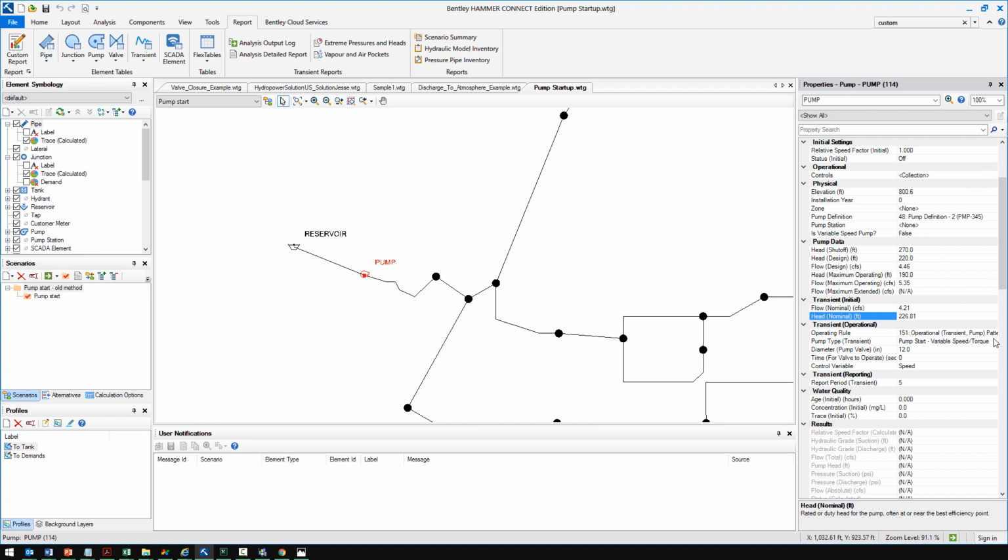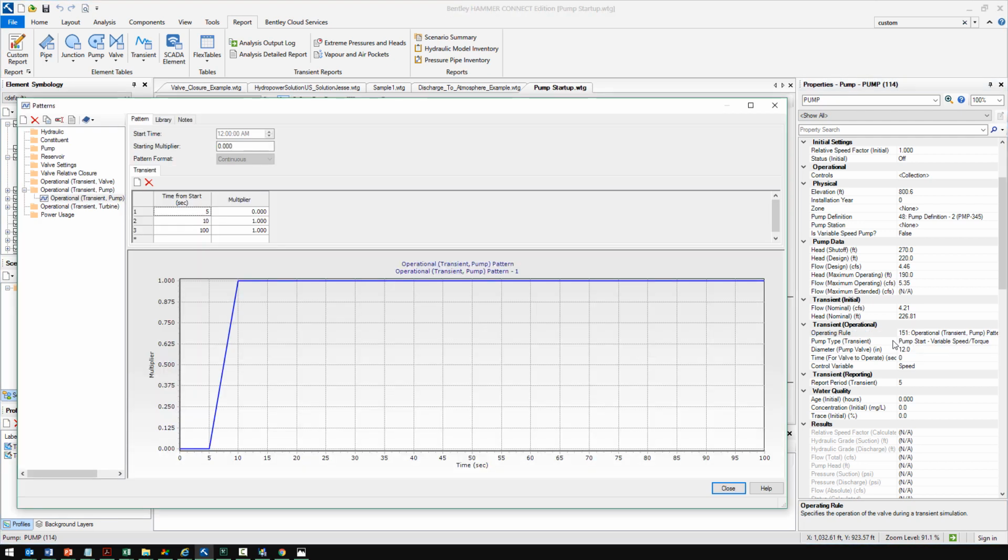So just like with the variable speed option in the pumps, and also what we saw for valves, you basically have a pattern where you're telling the pump what to do over time. Contrast that to the emergency pump shutdown, where you just enter one number and it assumes that it instantly cuts off the electrical torque. With the pump start, you have to specify how quickly it's able to ramp up.